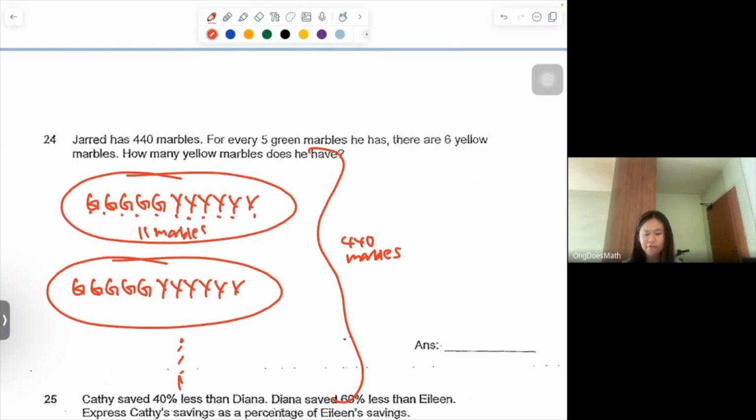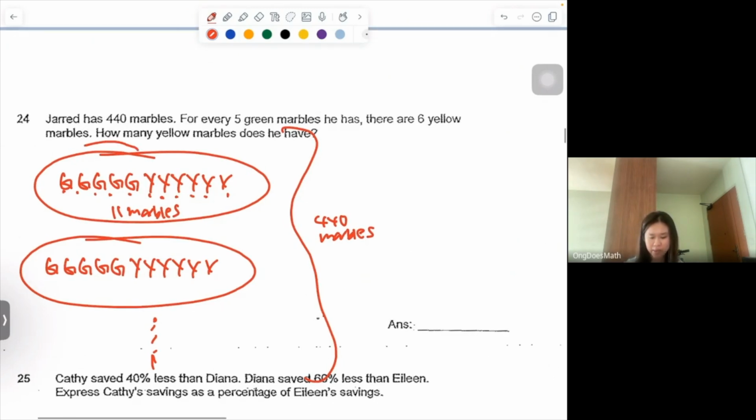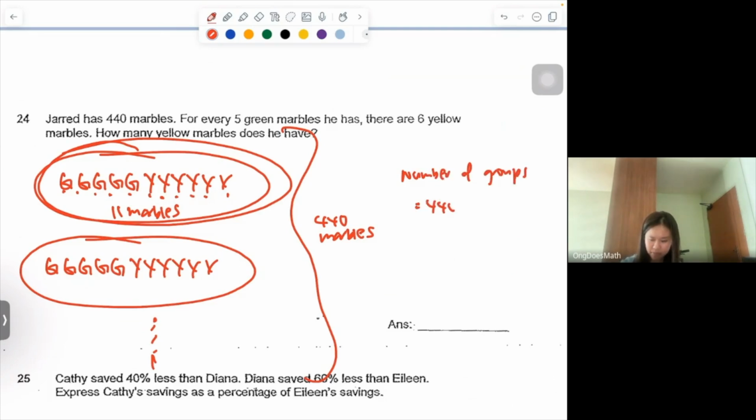We just have to take 440 divided by 11 to find out how many groups there are. Groups means one such circle. So the number of groups is just 440 divided by 11. That gives you 40.